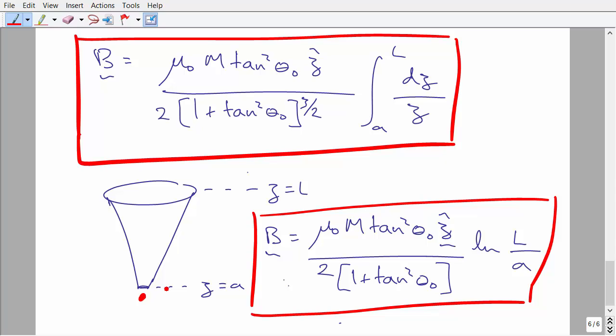Now, this shouldn't concern you. There are no such things as infinitely sharp cones in nature, and so the fact that it diverged for an infinitely sharp cone is really not a problem.